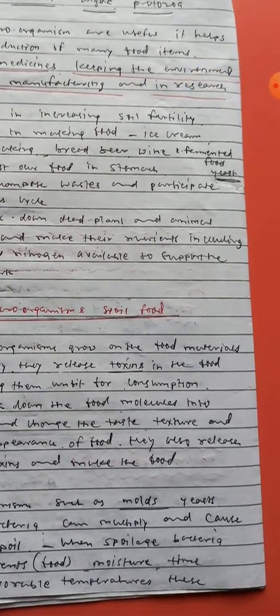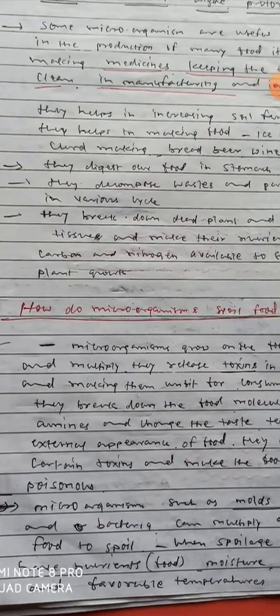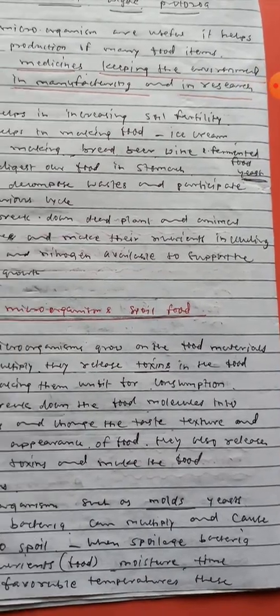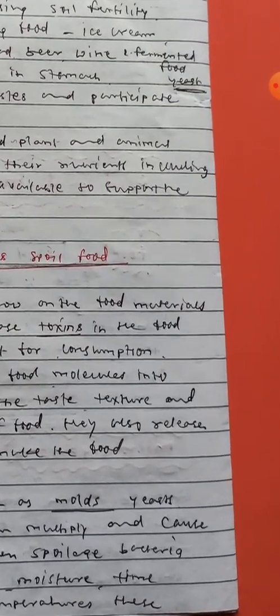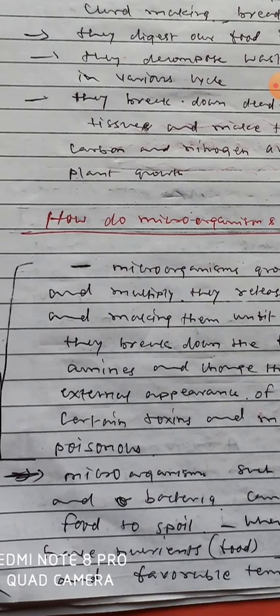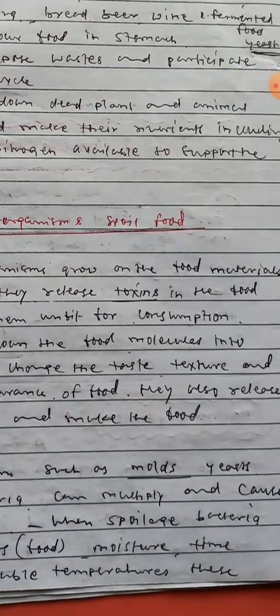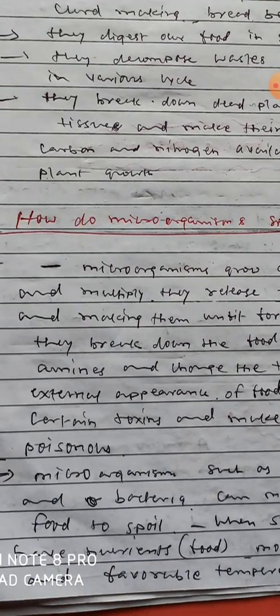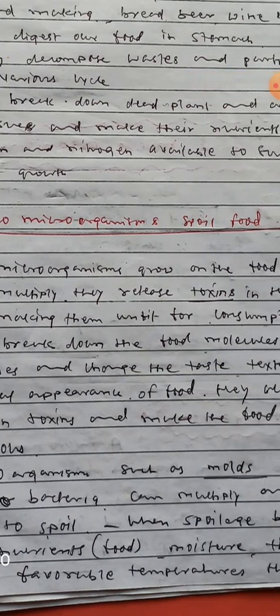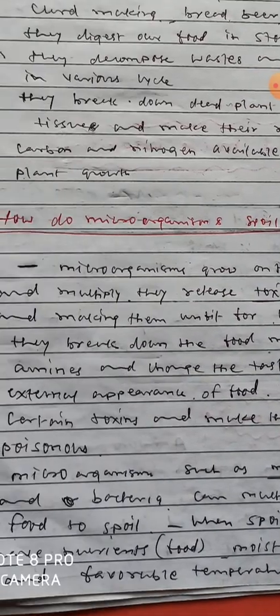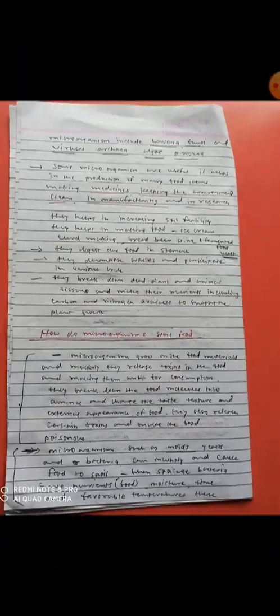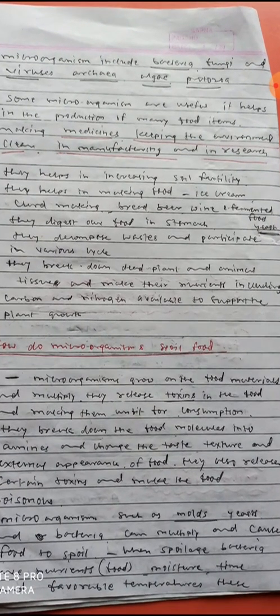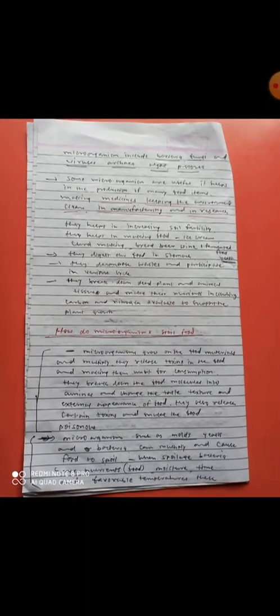Microorganisms such as mold, yeast and bacteria can multiply and cause food to spoil. When spoilage bacteria get nutrients from the food, moisture, time and temperature, that is, favorable conditions, they grow, and in this way the food items are spoiled.